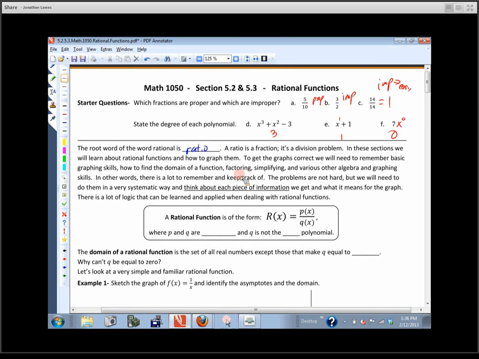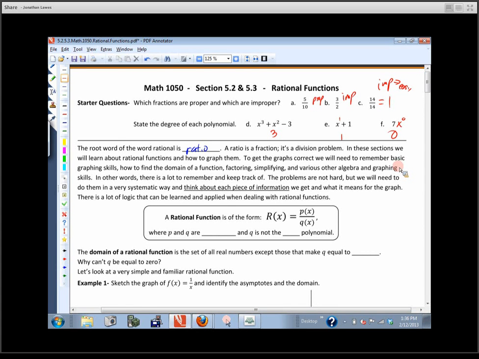Okay, in order to get the graphs correct, so take a look, we're right here. So you just need to think about this. We've got to remember some basic graphing skills, how to find the domain of a function, factoring, simplifying fractions, and various other algebra and graphing skills. Pretty short list, right? Okay, that means we've got to remember a lot of things in order to get these right. Okay, we've got to keep track of tons of stuff here.